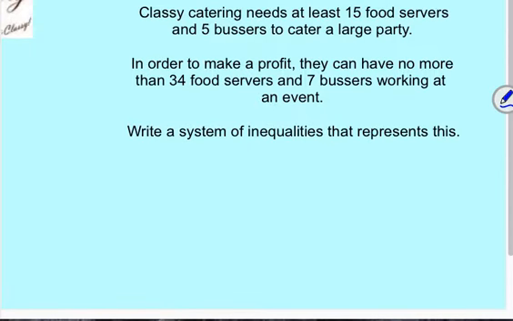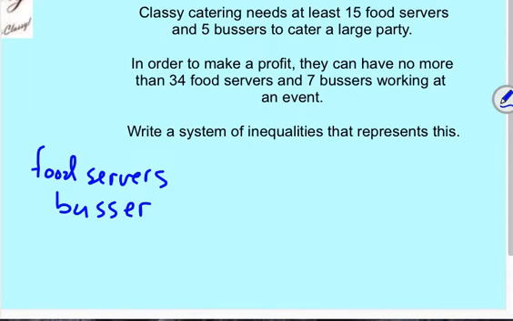Not necessarily compound inequality, but solving a system of inequalities. Classy catering needs at least 15 food servers and 5 bussers to cater a large party. In order to make a profit, they can have no more than 34 food servers and 7 bussers working at an event. So we got a minimum and maximum for food servers and bussers.